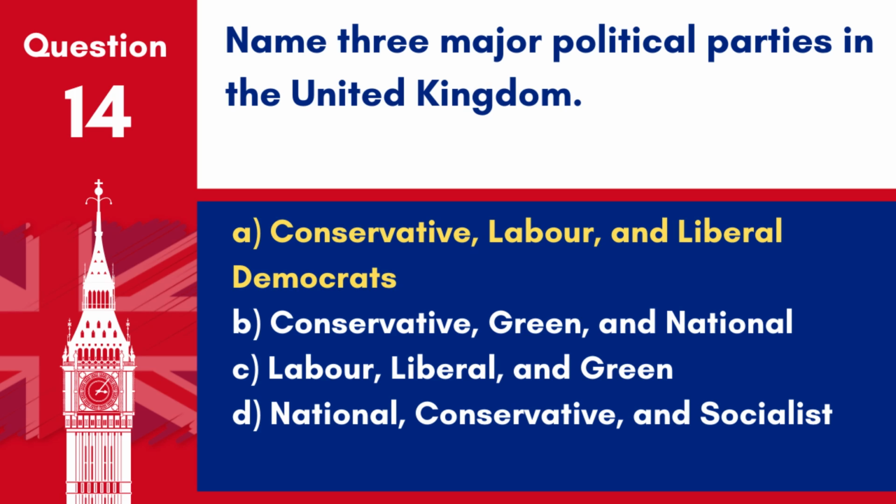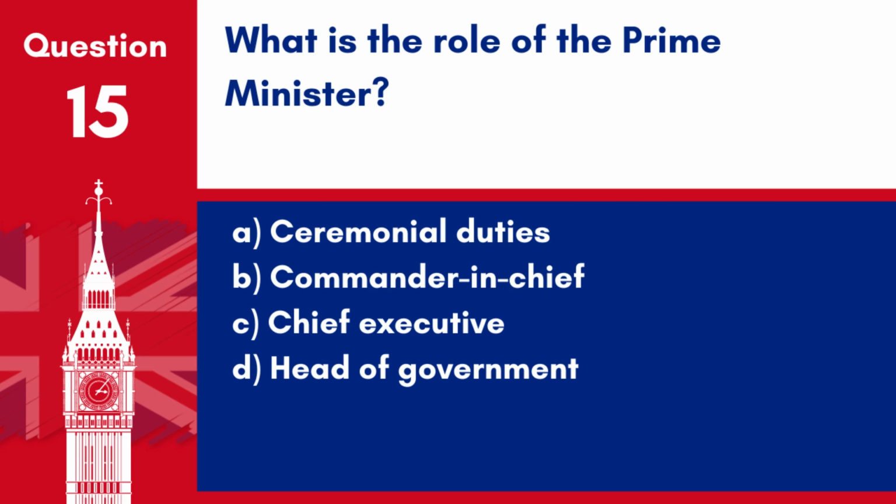Answer: A. Conservative, Labour and Liberal Democrats. These are the 3 major political parties in the UK. Question 15. What is the role of the Prime Minister? A. Ceremonial duties. B. Commander-in-Chief. C. Chief Executive. D. Head of Government.